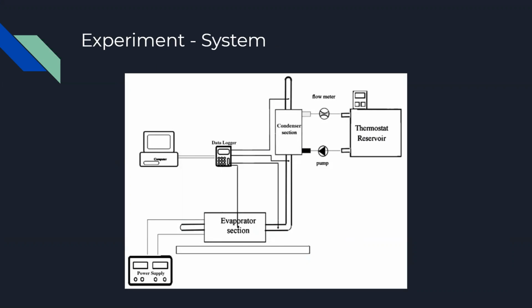This figure shows the system of the experiment. As you can see at the bottom, there was the electric heater, which was powered by the power supply that varied different power inputs. At the top is the condenser section, where the water-cooled system was. You can also see the 4 points where the thermocouples were placed. That data was taken to the data logger, which was then sent to the computer.